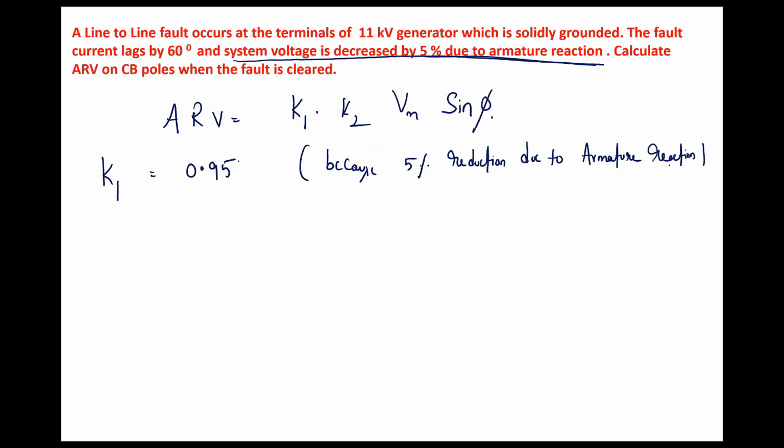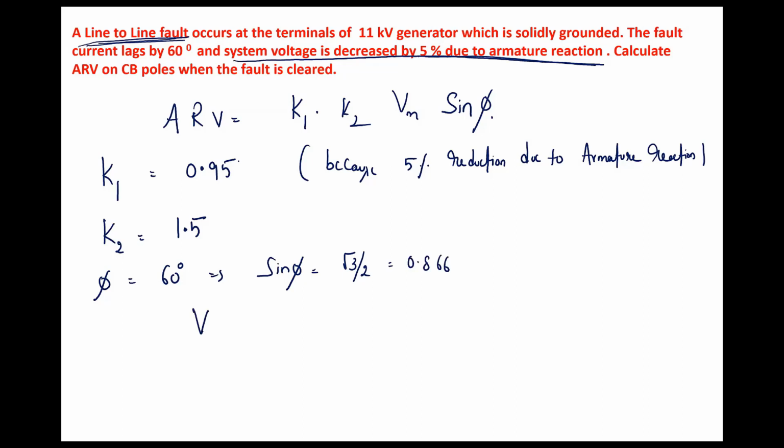So it is 0.95. Now K2 is, what is the nature of fault? Line to line fault. So it does not involve ground. So directly we can write 1.5 because the fault does not involve ground. Even though the generator is grounded, system neutral is grounded, the fault does not involve ground. So this is 1.5. Phi angle is how much? 60 degrees. So cos phi will become how much? Root 3 by 2. It is 0.866.